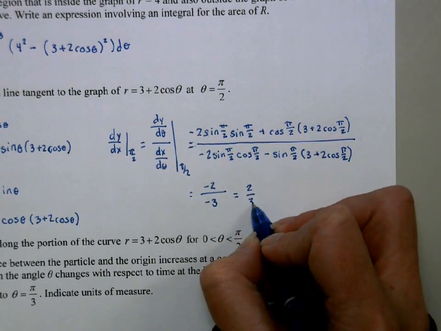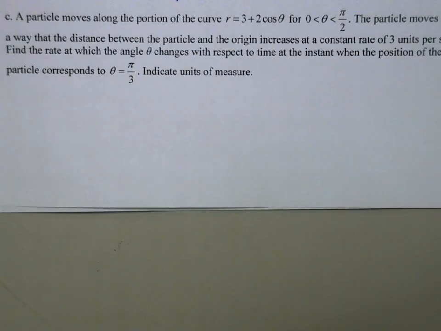Okay, and the third part of this AP question says a particle moves along the portion of the curve r equals 3 plus 2 cosine theta for 0 to 2 pi. The particle moves in such a way that the distance between the particle and the origin increases at a rate of 3 units per second. Find the rate at which the angle theta changes with respect to time at the instant when the position of the particle corresponds to theta equals pi over 3 and indicate units of measure.